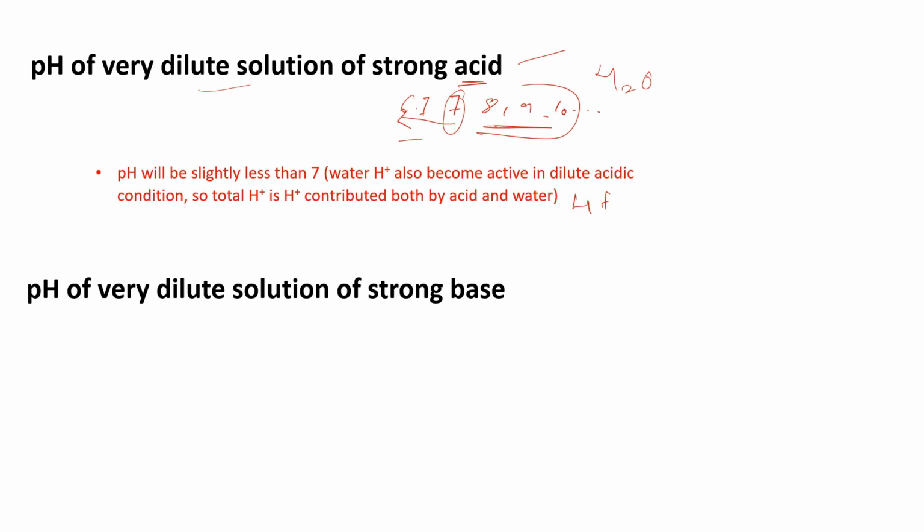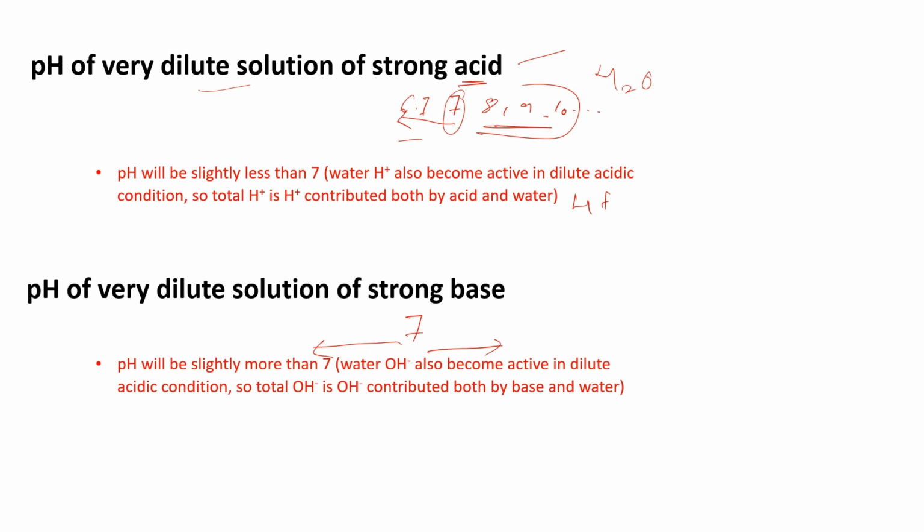Now, pH of a very dilute solution of strong base. The same theory applies here also when we are talking about base. So definitely it won't be 7 and it won't be less than 7. It has to be more than 7. But because it is diluted a lot, it will be slightly more than 7.